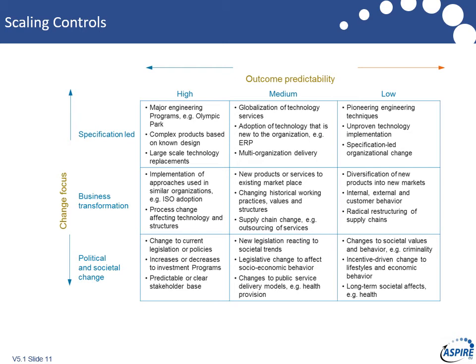Business transformation, by definition, is less predictable. And once you get into societal and political change, it gets a lot less predictable, if that's good use of English. So what we need to think about, therefore, is scaling our controls, because maybe the ones on the left-hand side don't need quite such big controls as those on the right-hand side.